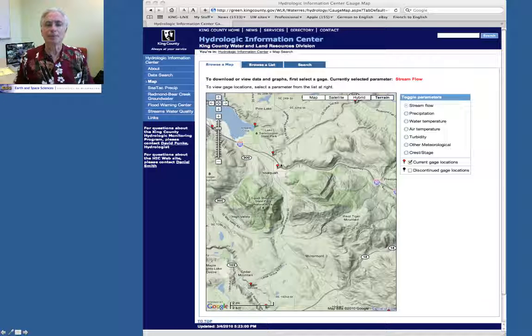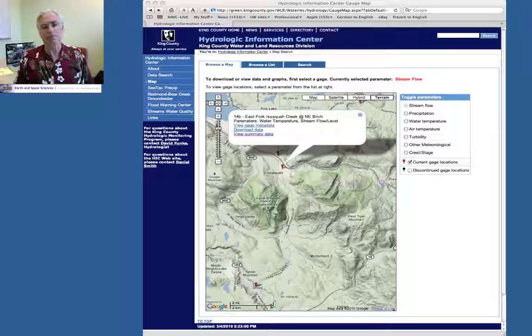downtown Issaquah. Now if you click on one of the stations, it shows you the location of the gauging station, and by clicking on one of the other tags there you can download data, which would include daily, monthly, and annual summaries of discharge for the creek.